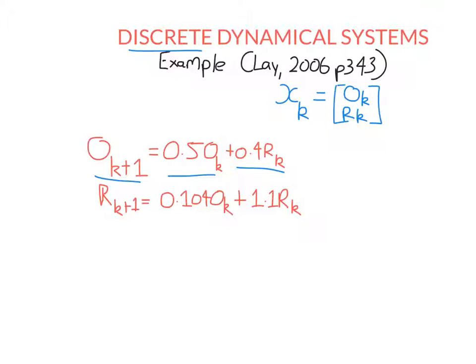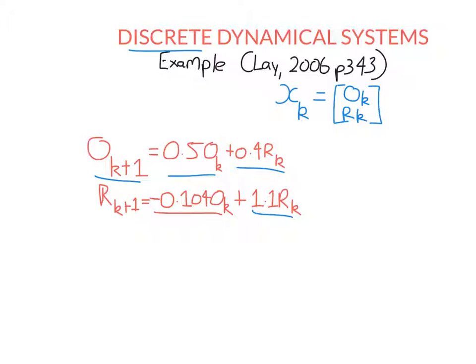For the second equation, I apologize, this term should be negative. This is talking about the owls preying on the rats. So this is the population that will die due to predation by the owls. And then this term here says that if there were no owls, the rat population would grow by 10% each month. So what we want to do is look at the long-term population of both the owls and the rats.